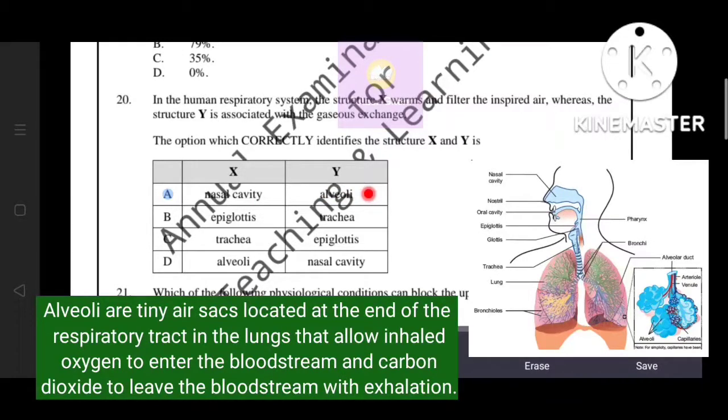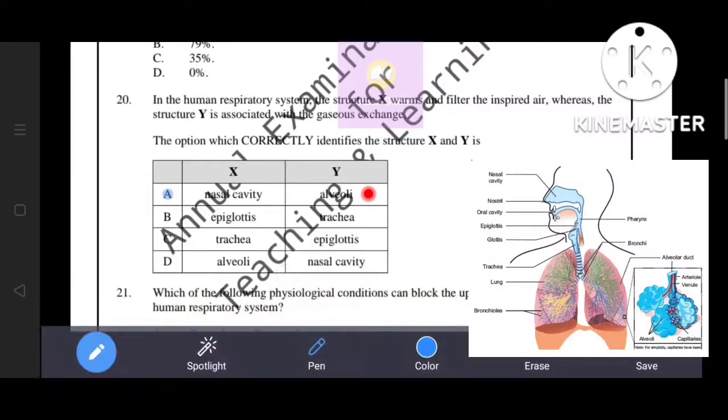Structure Y, alveoli. As you know, alveoli are tiny sacs located at the end of the respiratory tract in the lungs that allow inhaled oxygen to enter the bloodstream and carbon dioxide to leave the bloodstream with exhalation. That's why option A is the correct answer. Structure X is nasal cavity and structure Y is alveoli. Means option A is the correct answer.